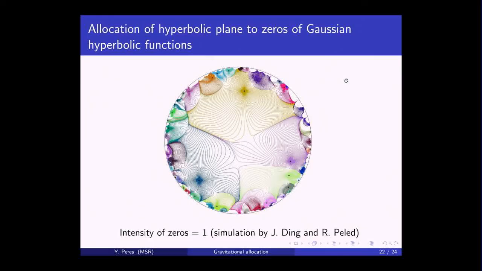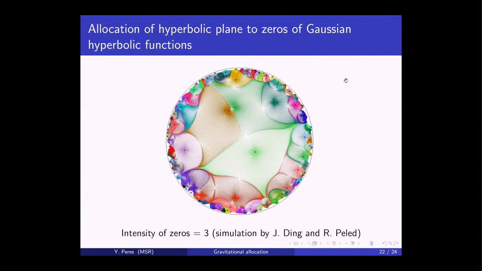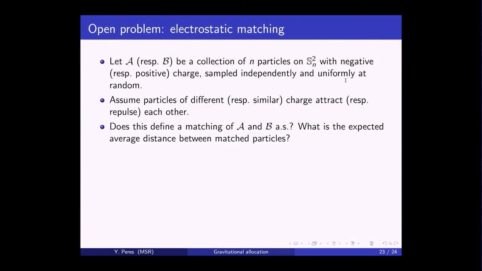I want to just show you final slides that this kind of gravitational allocation can be considered in the hyperbolic plane, and there's a beautiful work that's been in progress for the last 5-6 years by Ding and Peled that analyzes this in the hyperbolic plane. And I'll just end with these pictures and again emphasize the open problems. So I told you about the greedy. So one final open problem.